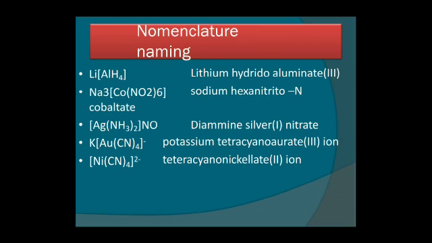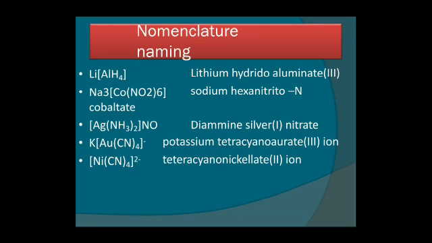Now, a few examples we can go through. Lithium tetrahydridoaluminate, Li[AlH4]. What will be the name? First, we have to take what is the ligand and what is the coordination number. According to that, we will take the oxidation state also. See, lithium tetrahydridoaluminate(III).